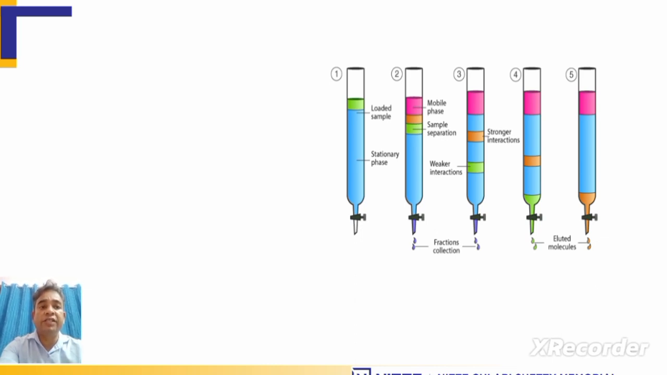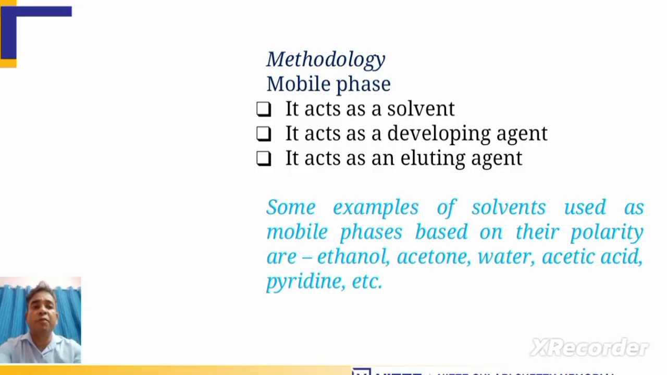Look here, the orange component has a strong interaction with the stationary phase, and the green one has a weaker interaction. As we keep pouring the mobile phase from the top, the green component, which has the weaker interaction, moves on and elutes first, and later the strongly bonded orange component elutes. This is how separation happens in column chromatography.